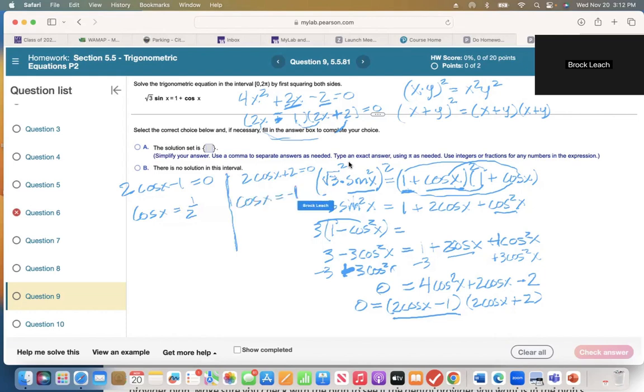Does everybody see how I got there? Here we subtracted 2, so that's going to make it -2 on the other side. Divide by 2, we get -1. Here we added 1, and then we divided by 2, so +1/2.